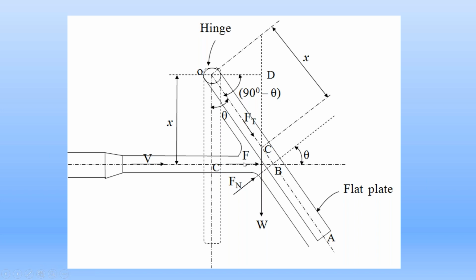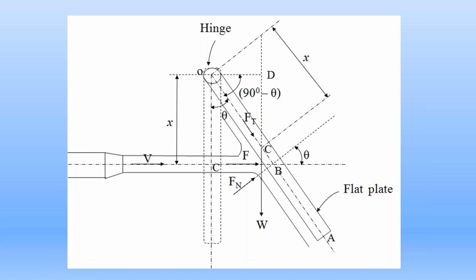So resolve this force F acting on the metal plate at point B into the normal component and the tangential component. The normal component Fn is F cos theta. The tangential component Ft is F sin theta. So resolve the force F. What is this force F? It is the force exerted by the water jet on the metal plate because of impact.